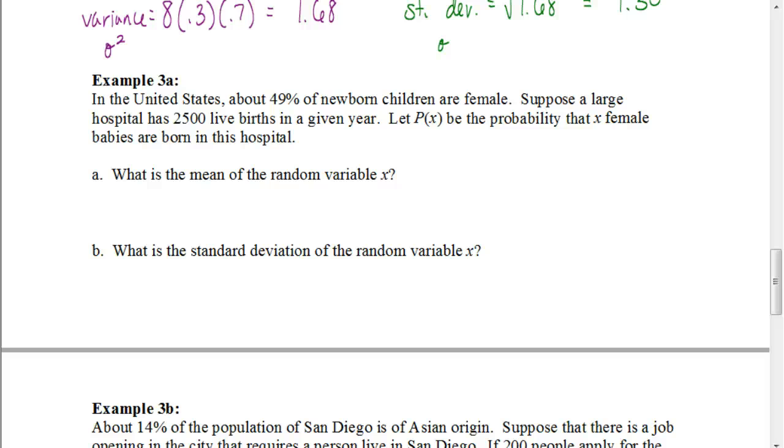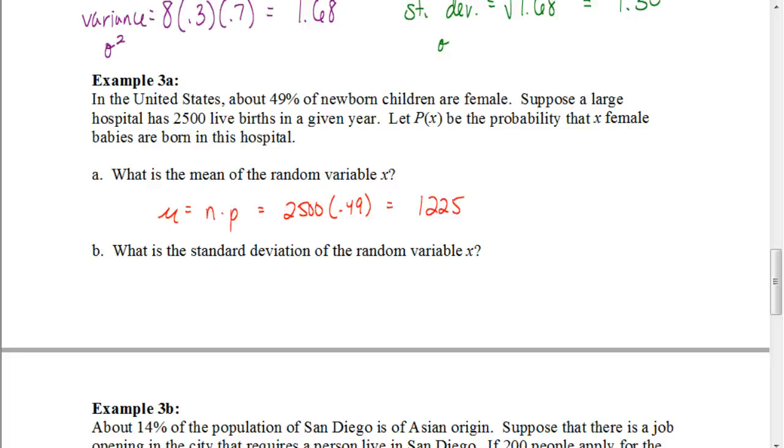So in this situation, the number of trials is 2,500. The probability of a success is going to be the probability of having a female baby, which is 49% or 0.49. So to find the mean, we would multiply the n times p, which would end up being 2,500 times 0.49. Get your answer then of 1,225. So we'd expect out of those 2,500 births to have 1,225 females.